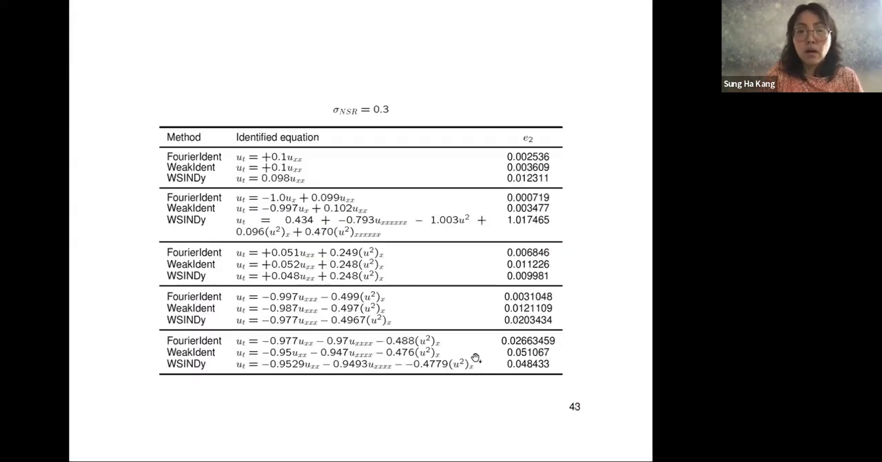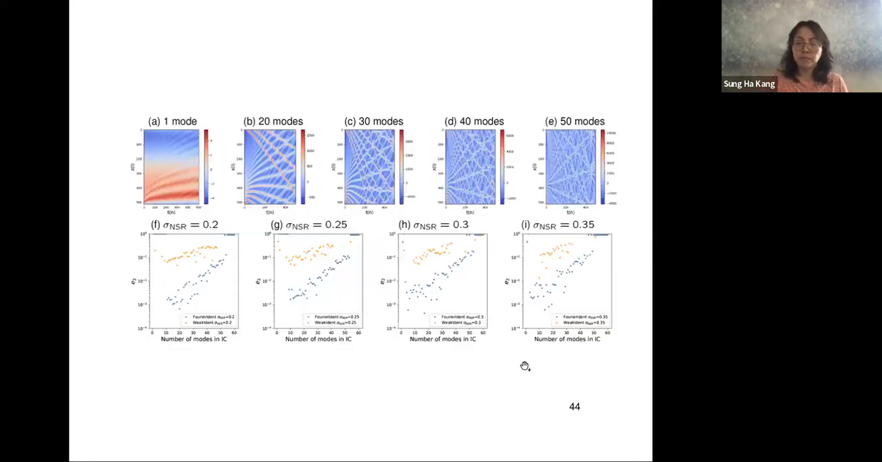Okay, so this is a comparison: Fourier Ident, Weak Ident, and Weak SINDy. More or less the results are very comparable. So Fourier Ident can be good, but also, for example, Weak SINDy and Weak Ident can be comparable sometimes. So more or less, this is a very stable, good method.